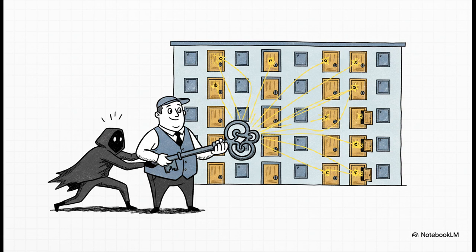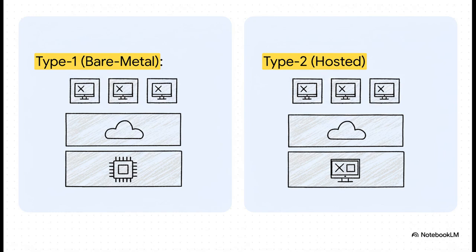They could potentially spy on, disrupt, or even destroy the data of every single tenant inside. Now, not all building managers are created equal. You have what's called a Type 1, or bare metal hypervisor. This runs right on the server's hardware, which makes it super efficient and secure. This is what the big players like AWS and Azure use.